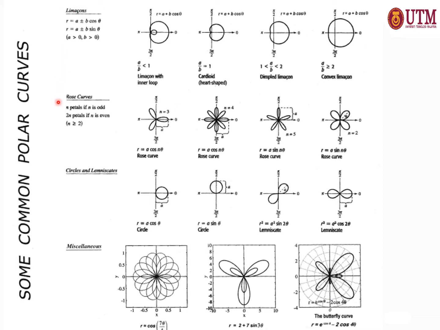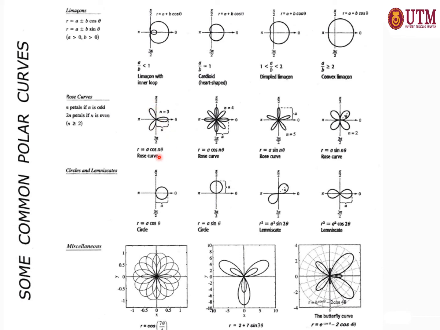Then the next one is if the equation is in terms of r equals a cos n theta or r equals a sin n theta. So the n theta here refers to the petals. If n is odd, the number of petals is equal to n.